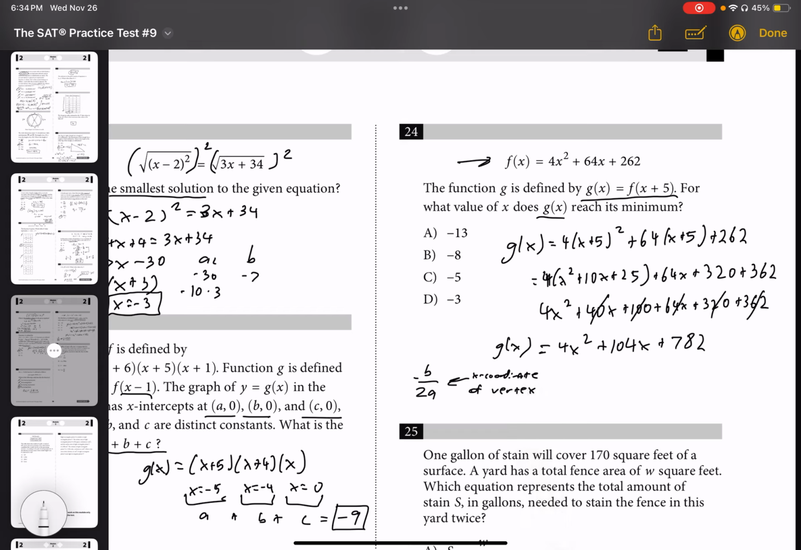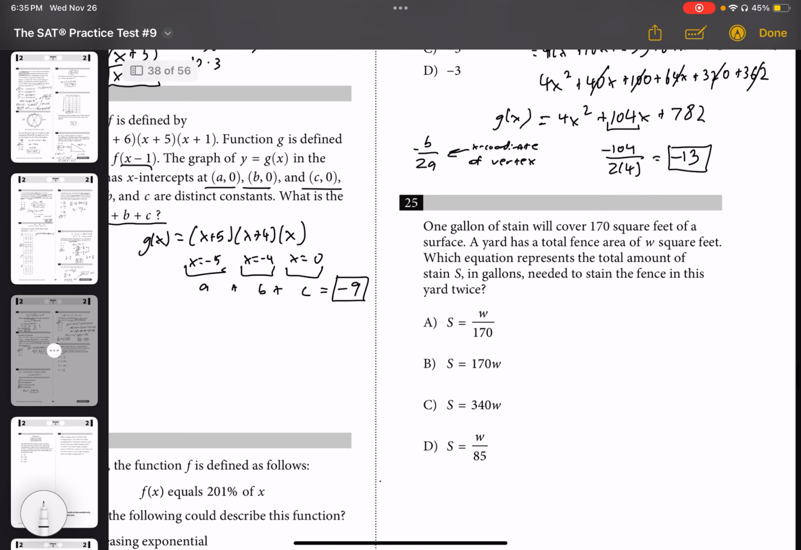And by doing this, we are going to be able to skip a tedious process that you would otherwise have to do to find this. So negative b is going to be negative 104 over 2a, which is 2 times 4. Now, negative 104 divided by 8 is going to give you negative 13, which is your answer, A.